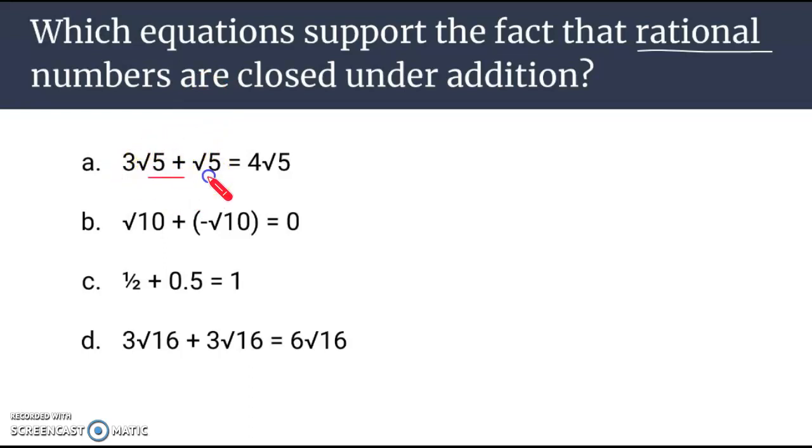The fact that square root of 5 is an irrational number, that's not going to work. And B, even though B is a true statement, look at square root of 10. Square root of 10 is irrational. It's not going to work here.